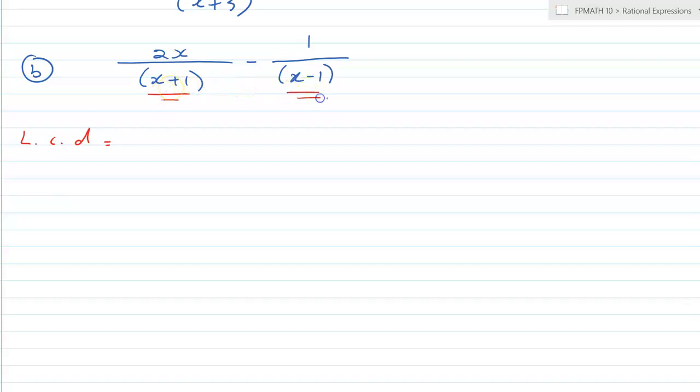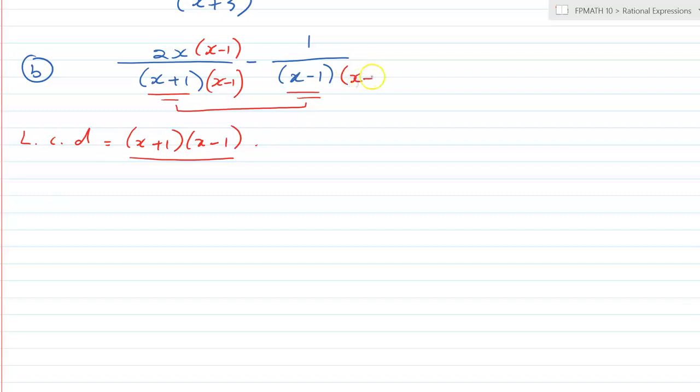So to get the LCD, you multiply these two together. That's what you will do. So that would be x plus 1 and x minus 1. And once you do this, you notice that this LCD has a factor of x minus 1 in it and has a factor of x plus 1 in it. So we need to change both of these fractions so that they both have that denominator. So x plus 1, I have to multiply that by x minus 1. But whatever I do to the denominator, I have to do to the numerator. For the second fraction, multiply by x plus 1 and x plus 1. All right, so that's what you have to do.